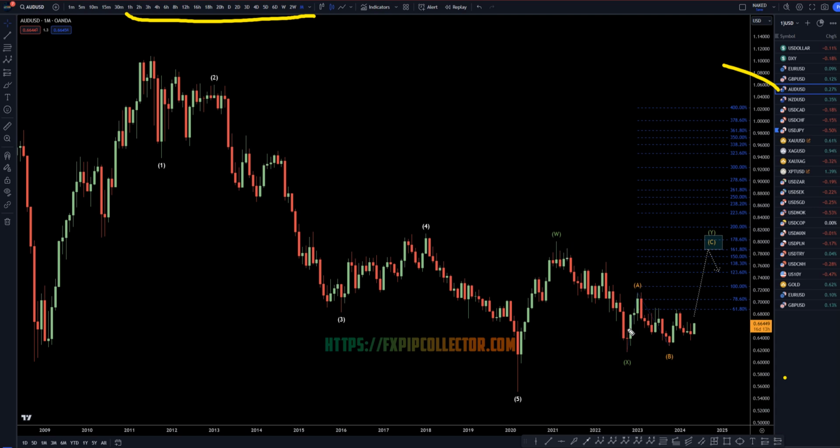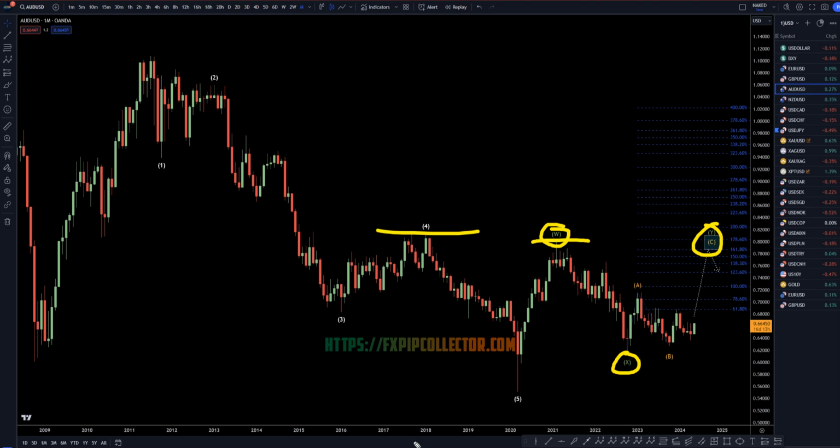So on the Aussie dollar, I still think this is very clearly going to go up and make a wave C of wave Y, which I think is part of this ABC of Y pattern, which I think is part of this big W, X, and Y. Most likely that will take it up and take out the previous highs.